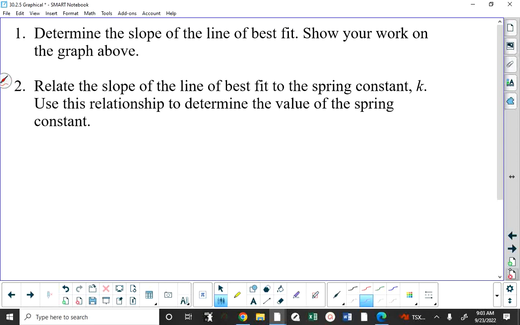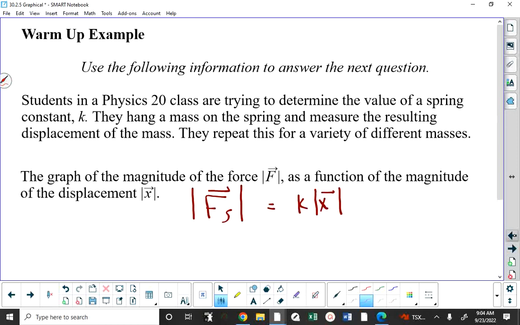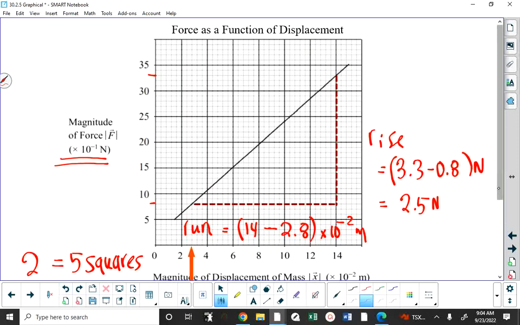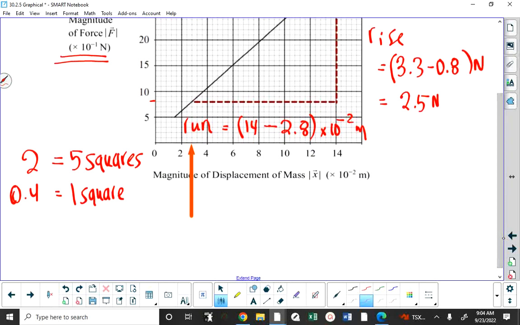So when I do that, sorry, I lost my page there. I think I must have deleted it. There we go. When we do that, you get, I believe, 11.2 times 10 to the negative 2. Am I right? Okay, starting to see some people say yes. So my run is 11.2 times 10 to the negative 2.